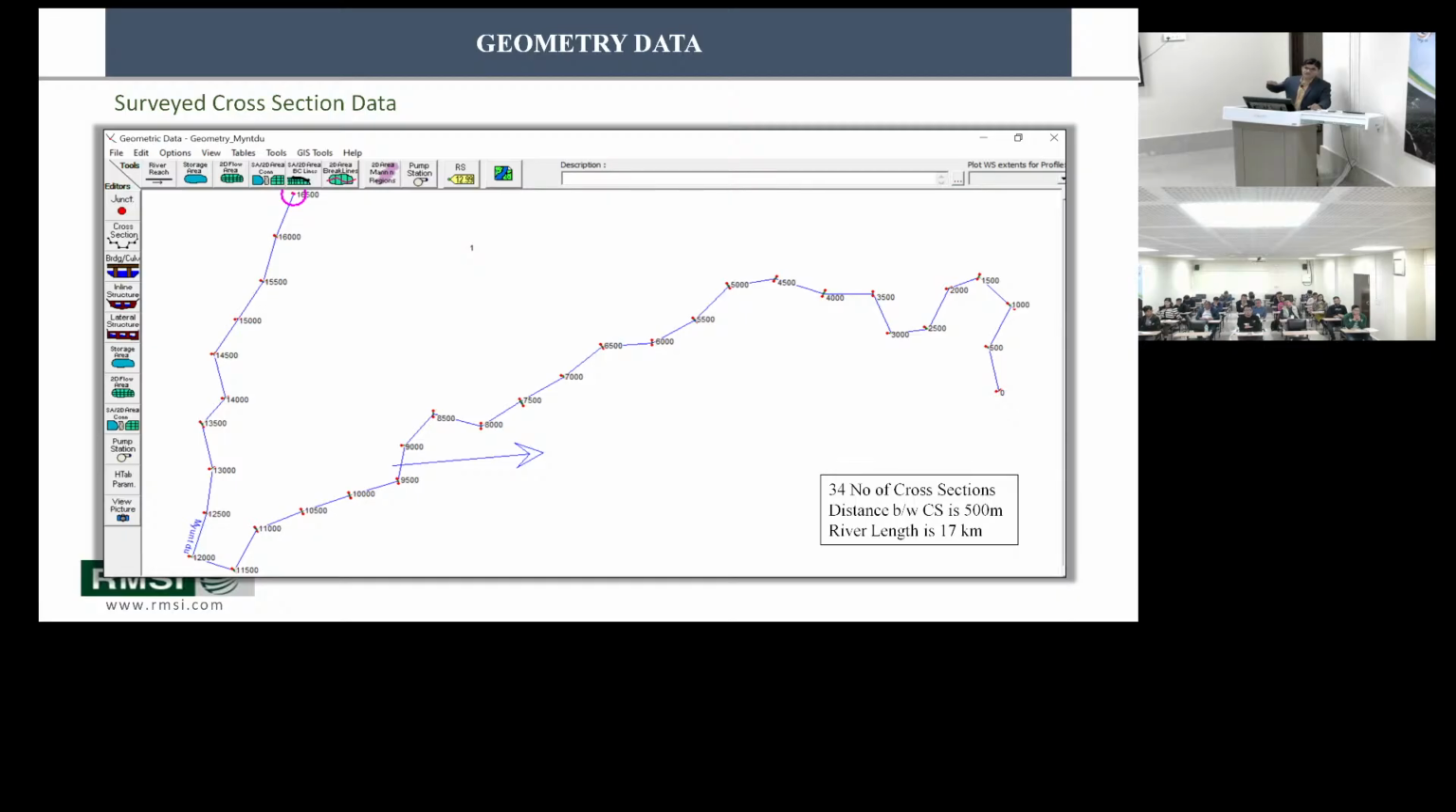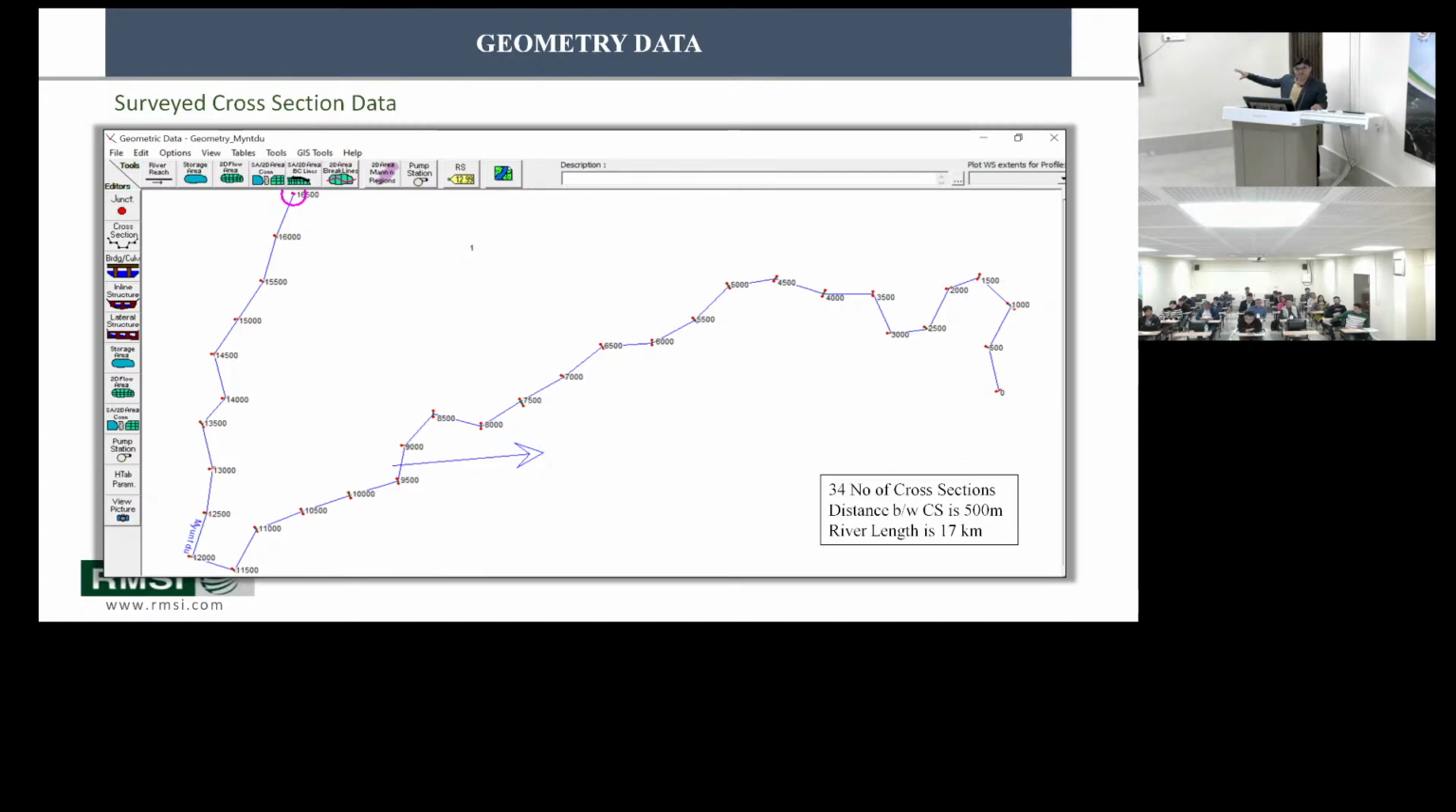This is the plan view of the HEC-RAS geometry data. Plan view means if you see from the top, these red points are in the map. These are the cross-section locations. There are two rivers. This is an example of the Nonba river from Meghalaya. There are two river systems which join at a point downstream, and there are some red lines on the river. These are the cross-section locations at 500 meter intervals: 0, 500, 1000, 1500, 2000.